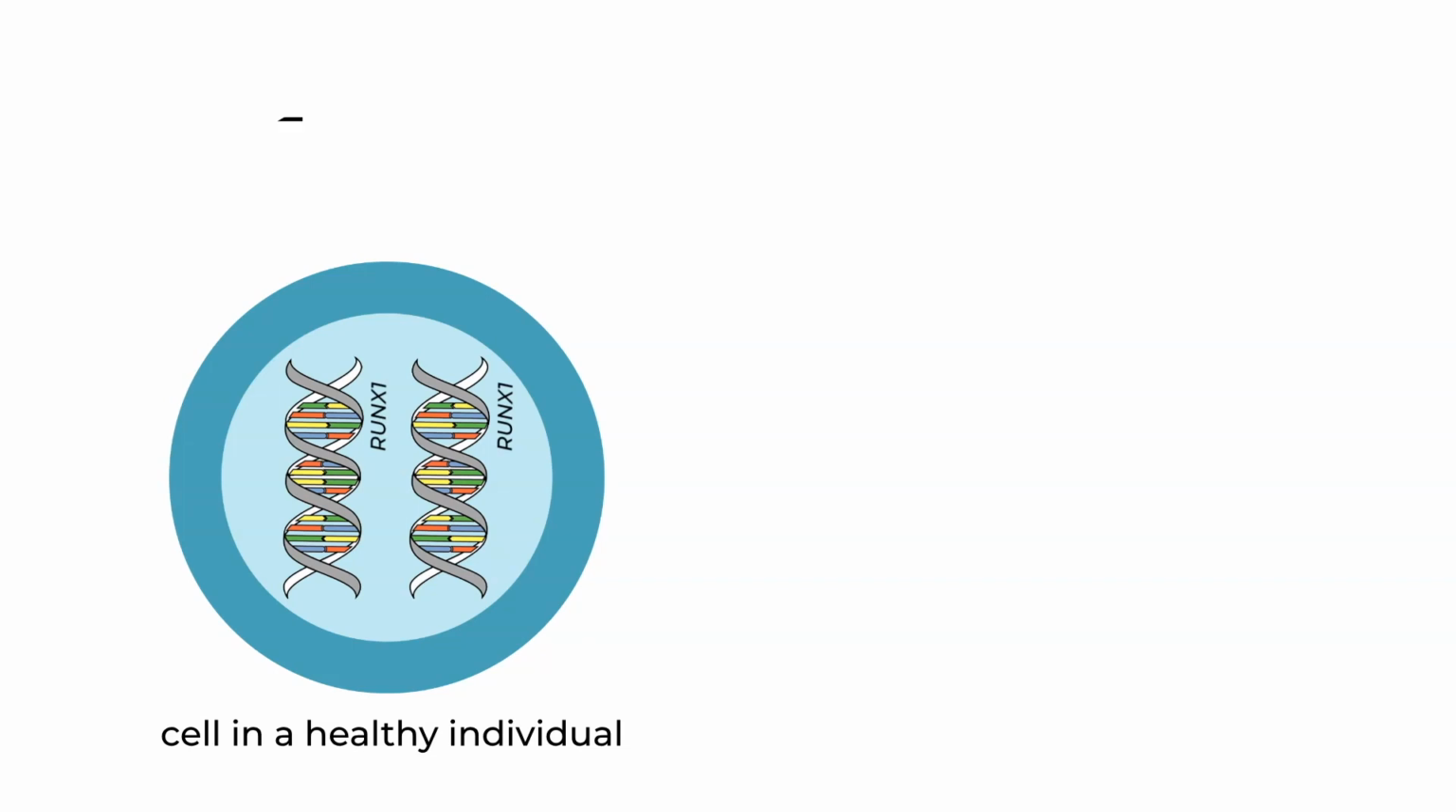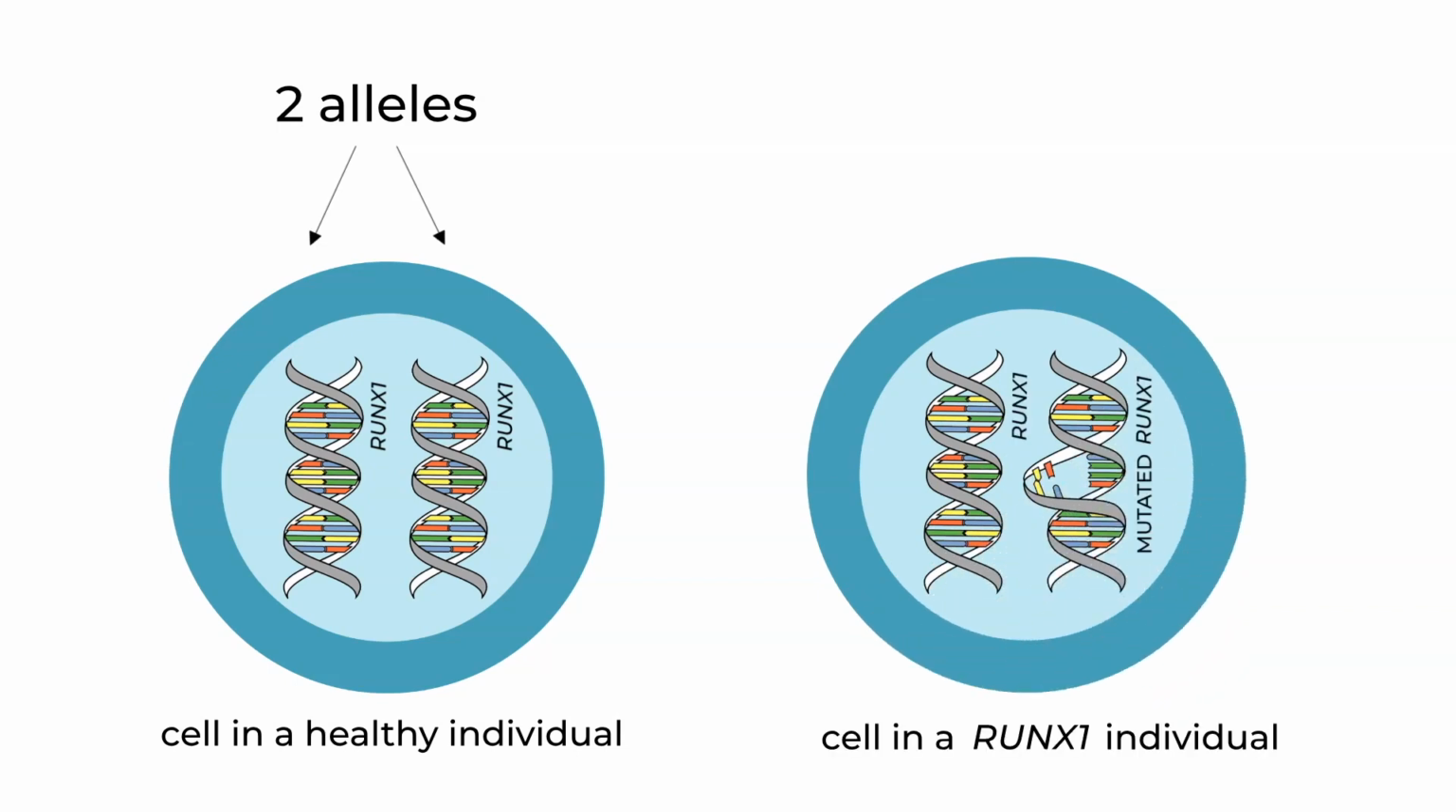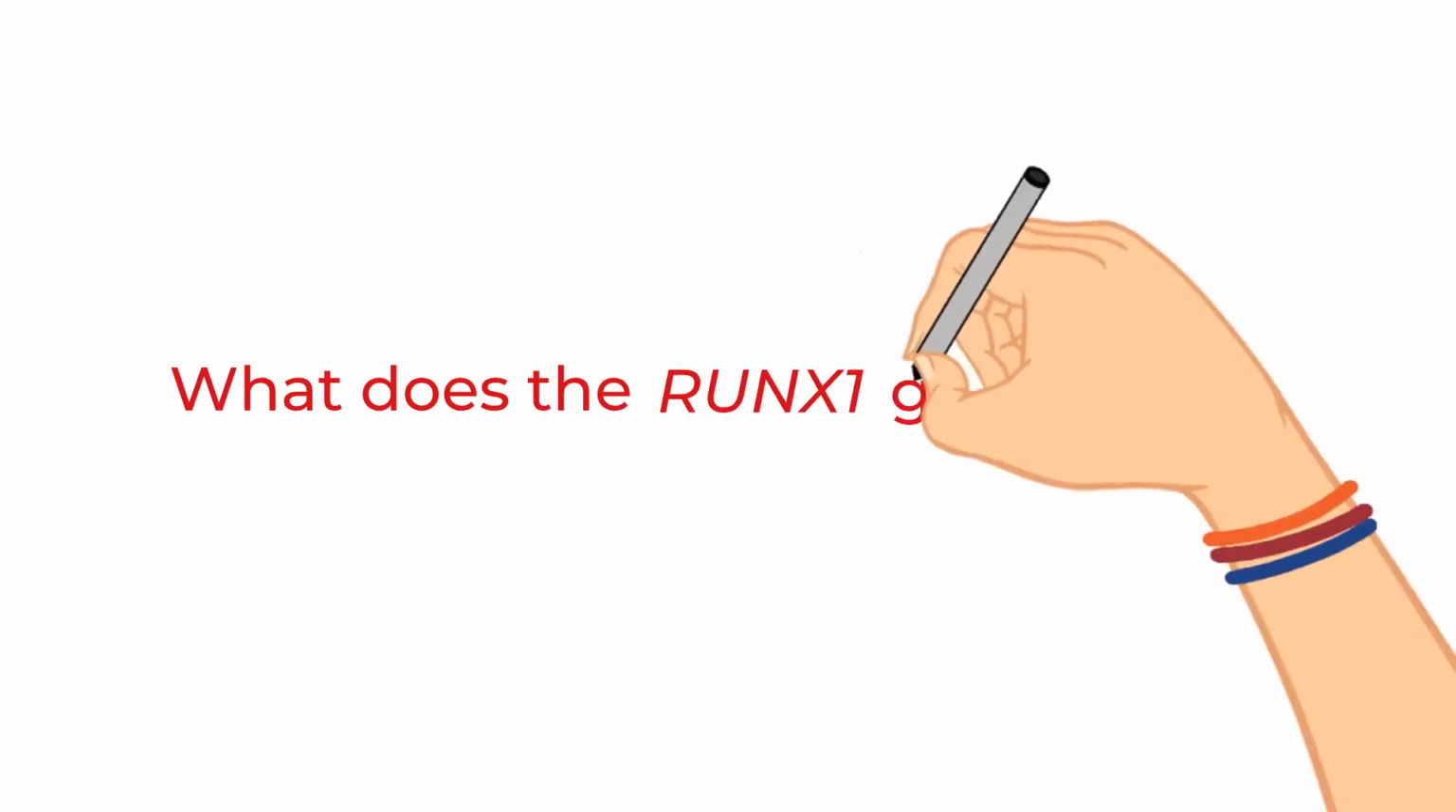As humans, we have 2 copies of most genes in every cell. Each gene copy by itself is called an allele. People with RUNX1 FPD have 1 normal RUNX1 allele and 1 mutated RUNX1 allele in each cell of their body.